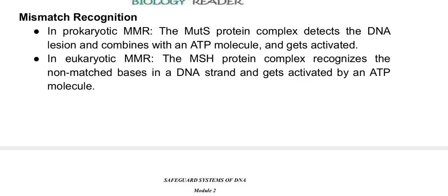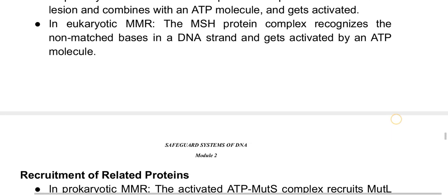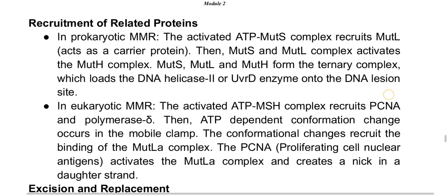Mismatch recognition in prokaryotic MMR: the MutS protein complex detects the DNA lesion and combines with an ATP molecule and gets activated. In eukaryotic MMR, the MSH protein complex recognizes the non-matched base in the DNA strand and gets activated by an ATP molecule. Then recruitment of related proteins.